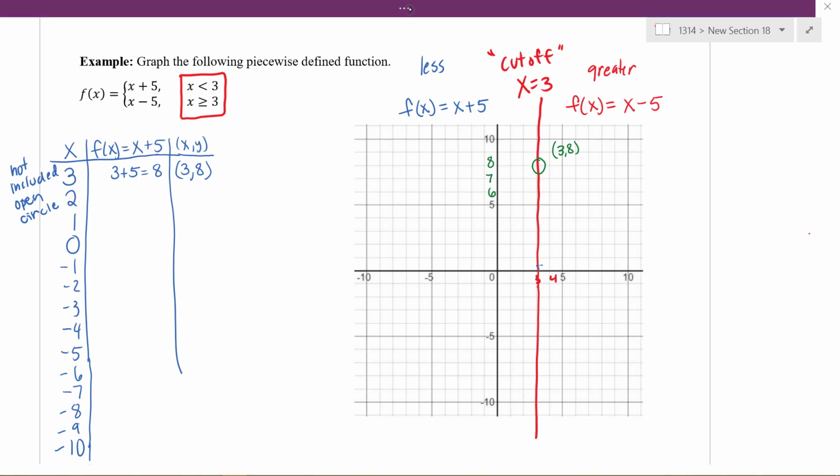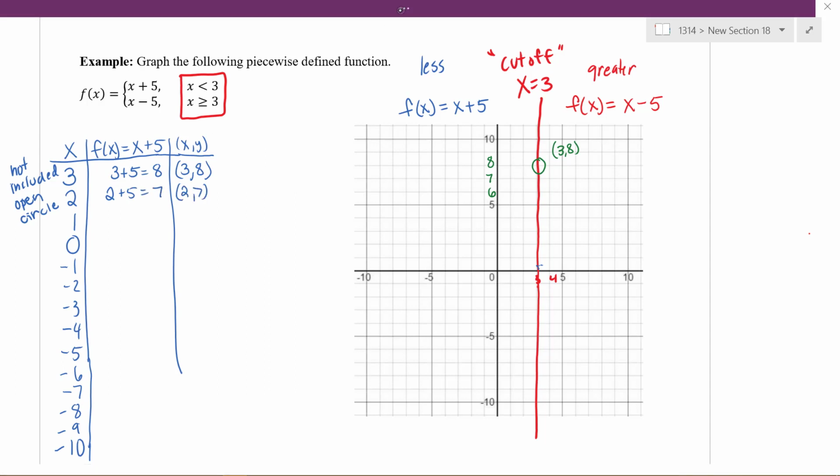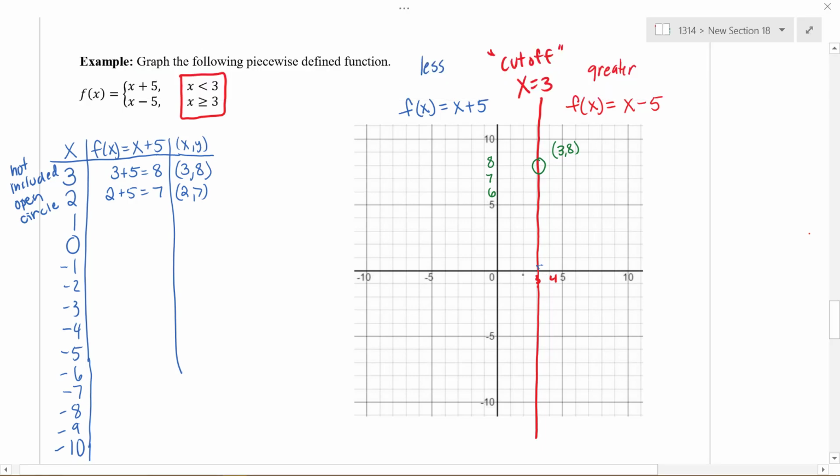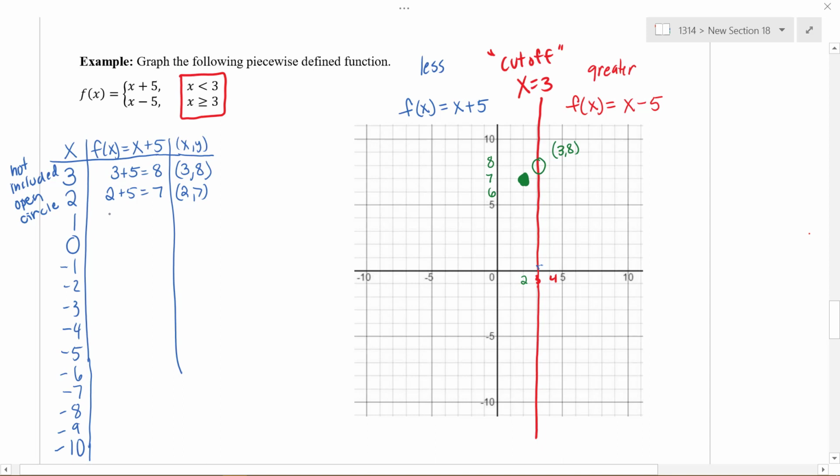So what is our next point going to give us? Remember, everything else after this is going to give us a closed filled-in circle. We plug in an x value of 2, that's 2 plus 5, which gives us a y value of 7. So I can plot the point 2, 7. Here's my x value of 2, and here's my y value of 7. Everything else is going to be a closed filled-in circle. Now we do 1 plus 5. That gives me 6. So I get 1, 6.